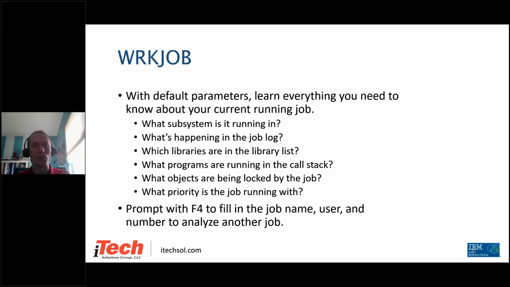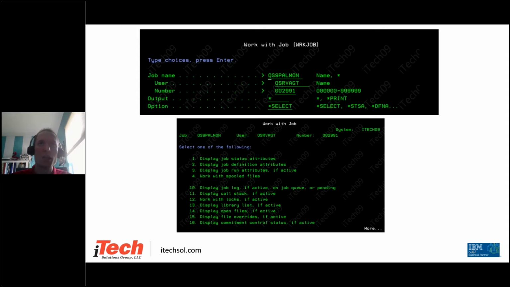And with that, you can prompt it with F4. You can fill in a different job name, user name, and number to analyze another job. An example of this, you might go into QSYSOPR and you see that there's maybe a job that's been wrapping. And usually when you see a job that's been wrapping, it's something that's writing into the job log a lot. And not always is it a bad thing. Sometimes jobs just write a lot into the job log. Other times it may be a job that doesn't normally do that, but is doing it today.